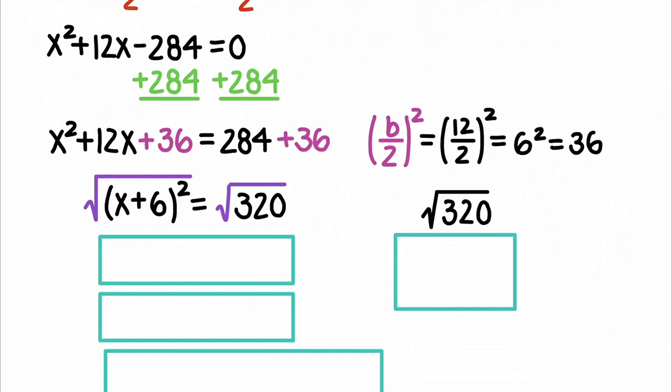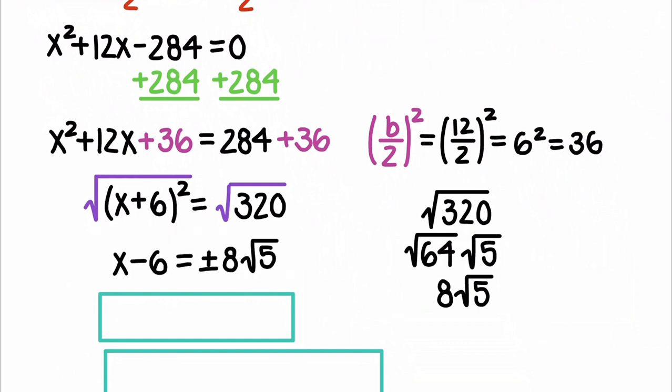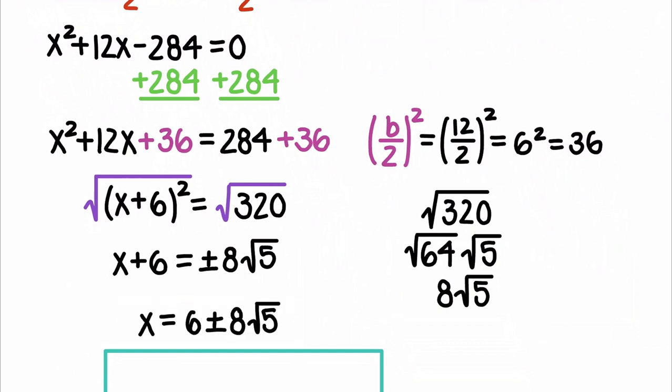So this is a larger number than what we're used to, but because we see that it ends in 0, why not try dividing by 5? If we were to divide by 5 or 10, dividing by 5 I would say is best, because then that gives us radical 64 times radical 5, or in other words 8 radical 5. So here that gives us x plus 6 equals plus or minus 8 radical 5.